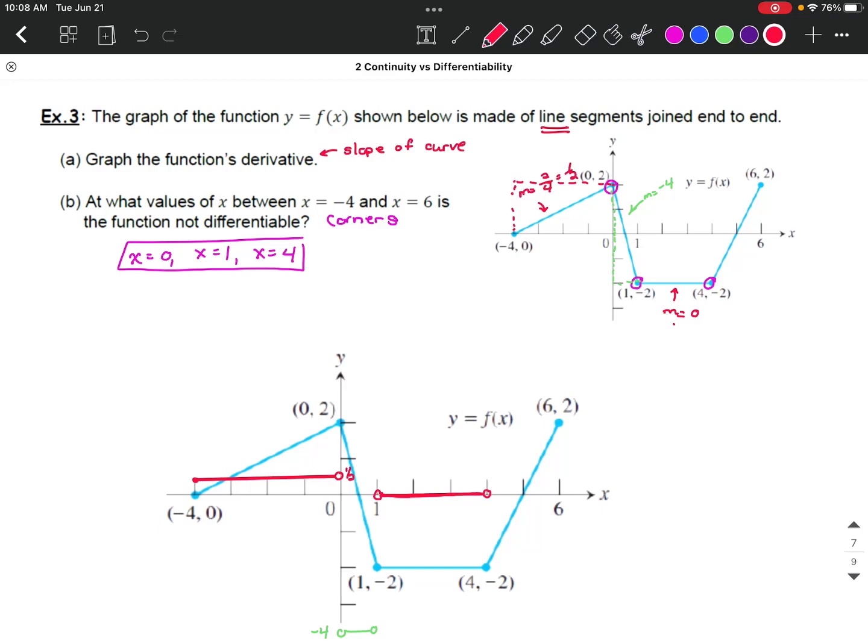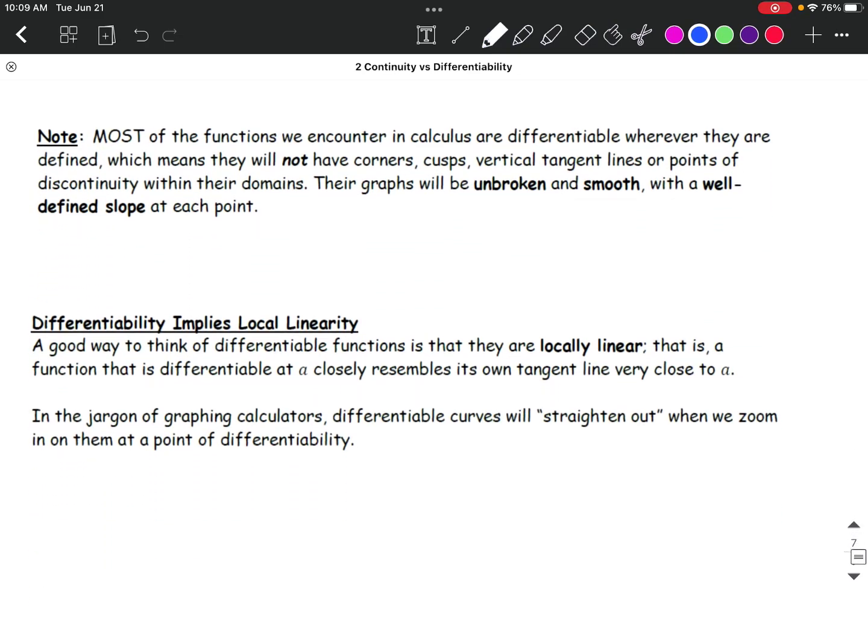Now we've got one more piece here, and we're going to go up to 4. So it's rising 4 and over 2. So that slope is 2. So from 4, we're going to have an open circle until we get to 6. We'll have a closed circle and a horizontal line. So now those 4 horizontal segments together make the graph of our derivative. Nice.